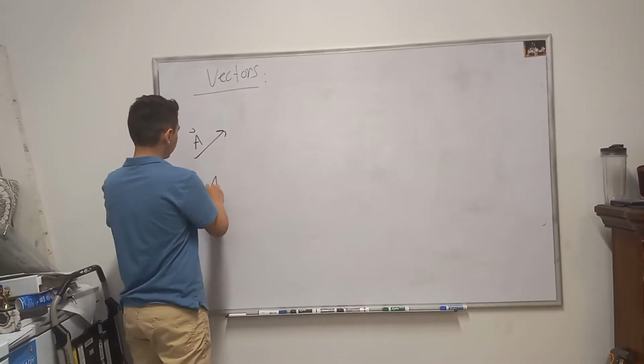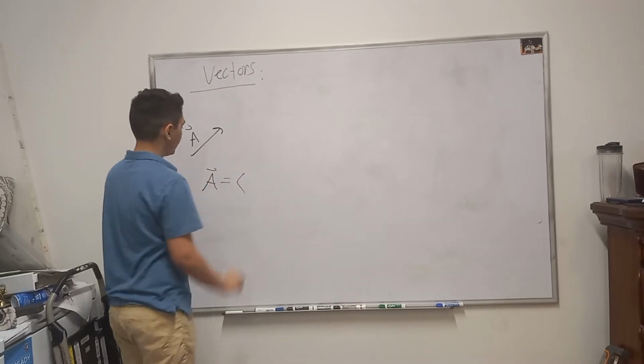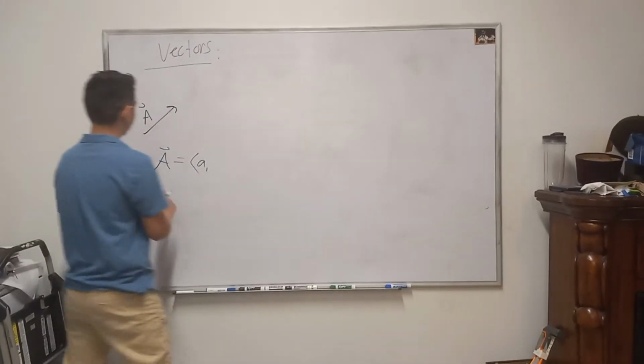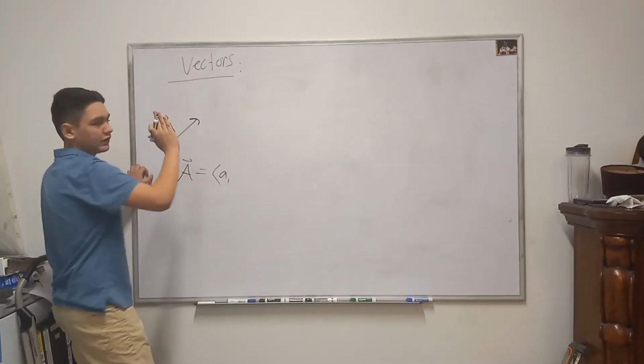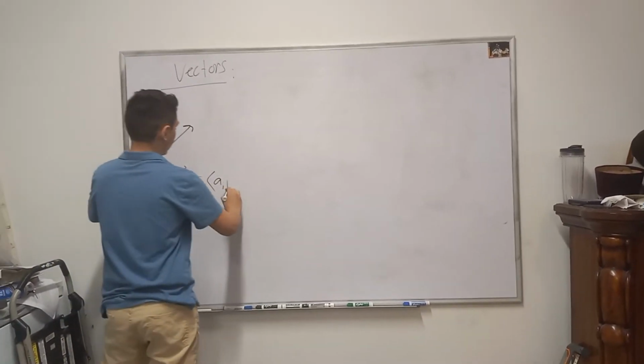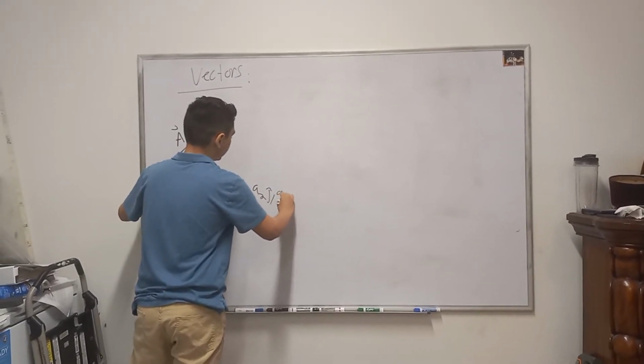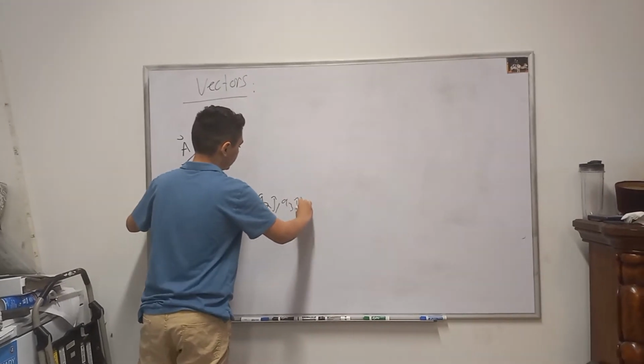So we can represent the vector A by breaking it up into its components, right? Let's say we have an x direction, a y direction, and a z direction. So in the x direction is a1 i hat, the y direction is a2 j hat, and the z direction is a3 k hat. Okay?